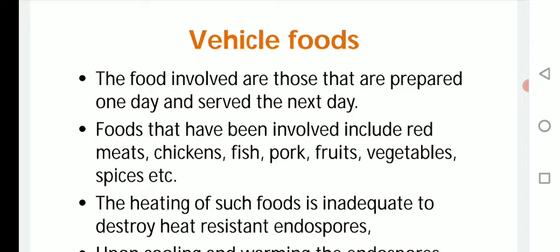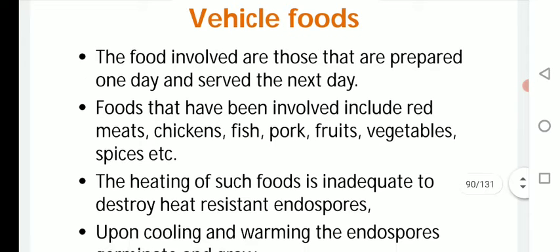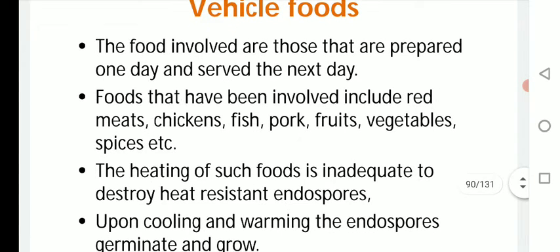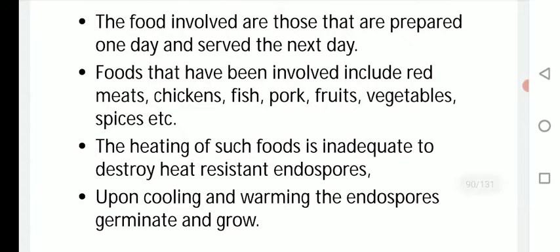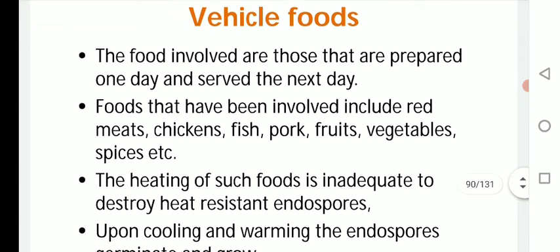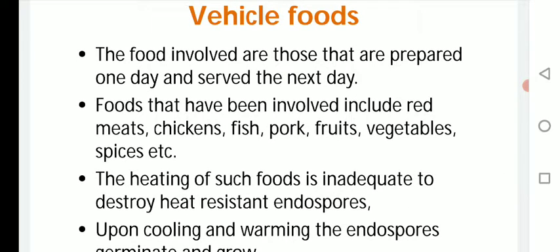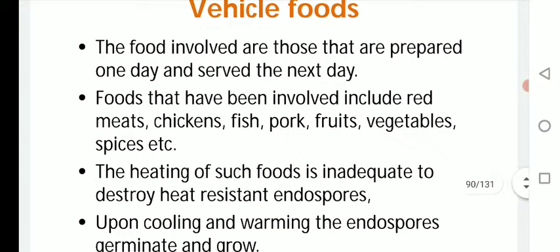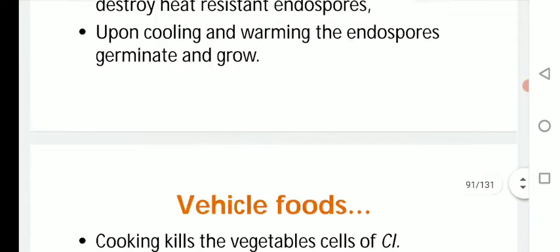So foods that have been involved include red meats, then chicken, then fish, then pork, then fruits, vegetables and spices, etc. The heating of such food is inadequate to destroy heat resistant endospores, and upon cooling and warming the endospores germinate and grow. So endospores are again heat resistant, and the toxins are produced during this sporulation phase.